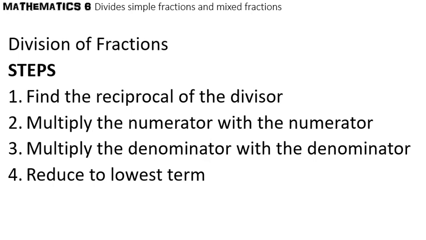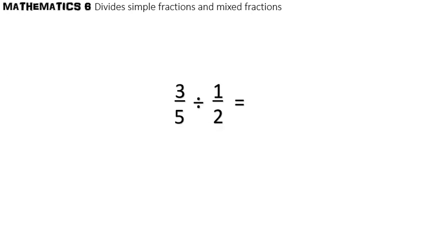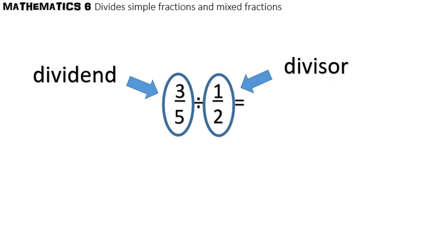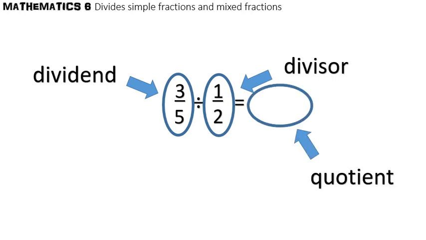So, paano yan? For example, ang sinusolve natin ay 3/5 divided by 1/2. So, paano ito? Ang gagawin natin ay una, we have to identify yung ating mga parts ng ating equation. So, ang unang number or fraction na ating sinusolve is the dividend. And the one that will make a change o yung mag-solve para sa ating dividend is the divisor. Okay? At ang sagot natin ay the quotient.